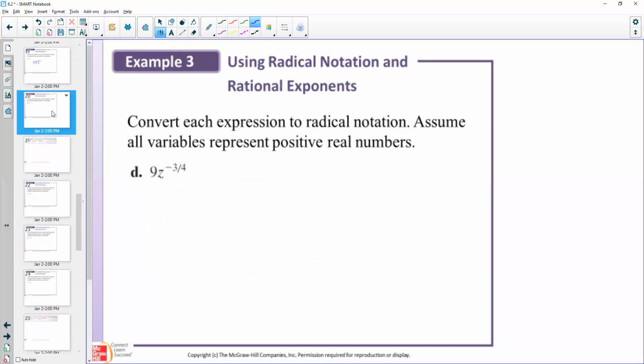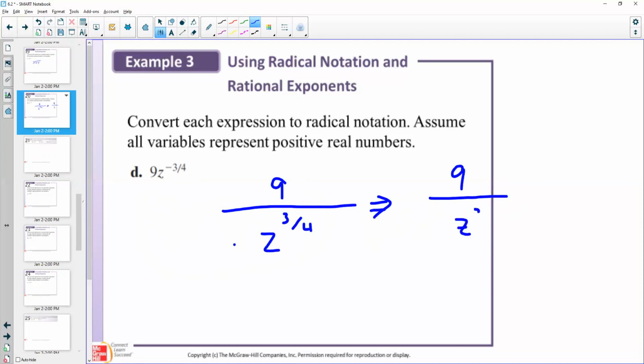Okay, let's try this one. Ooh. Negative 3/4 only applies to z. So what happens here? The first thing z has to do is flip because of that negative, but the 9 does not. So the 9 stays in the numerator. I have z to the power of 3/4. Now let's rewrite that. I have 9 in the numerator, z cubed, and the 4th root.